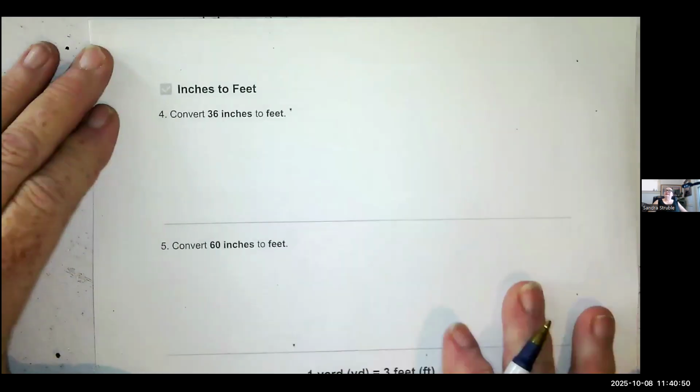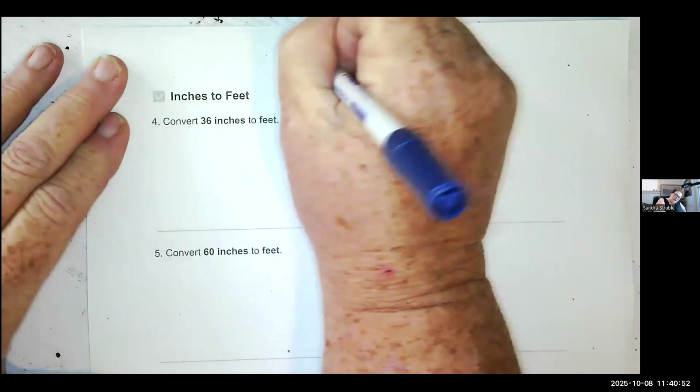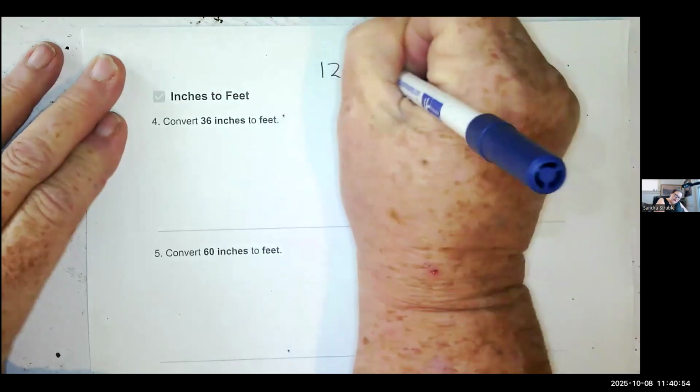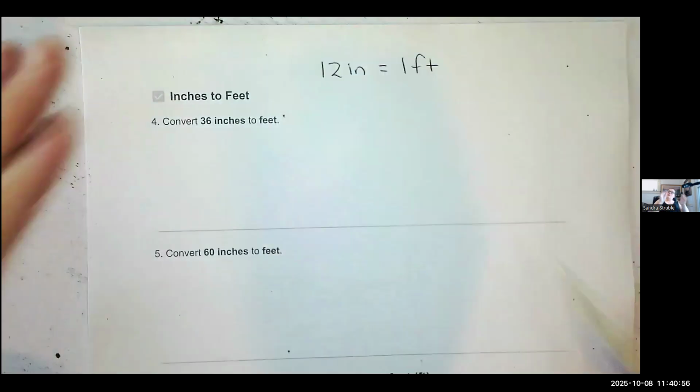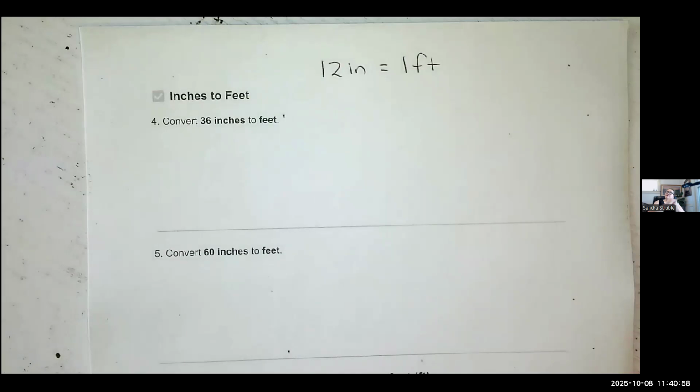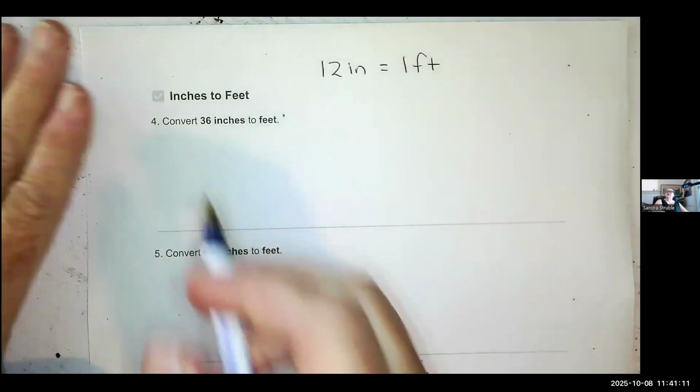Same concept. Instead, I want to give you that 12 inches is equal to 1 foot. I want you to try this one first before you come back and see how I did it. That's what we're going to do for the rest of these. I've already given you the basic concept, the same thing the entire way through. There's no difference other than the names of the pieces, the units.